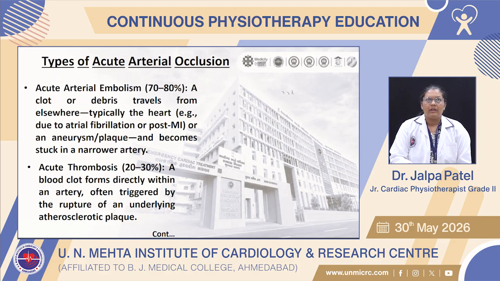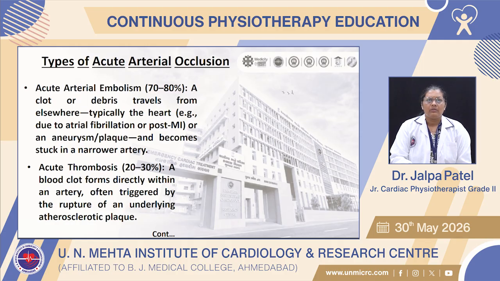Types of acute arterial occlusion. The first one is acute arterial embolism, which is seen in 70 to 80%. In this, a clot or debris travels from elsewhere, typically from the heart, due to atrial fibrillation or post-MI, or an aneurysm, and the plaque becomes stuck in a narrowed artery.